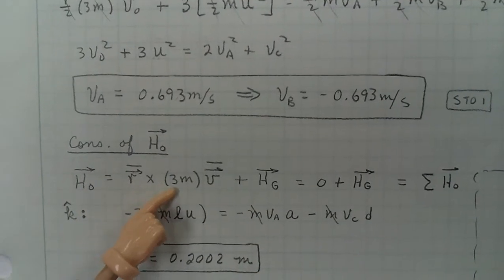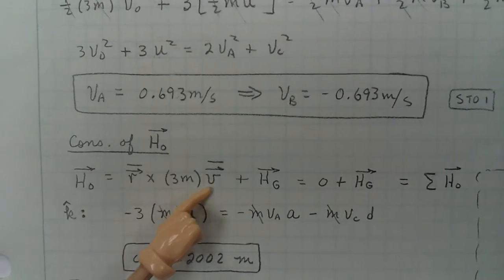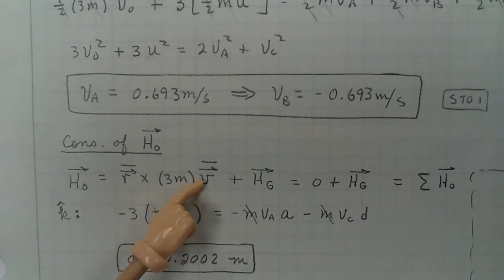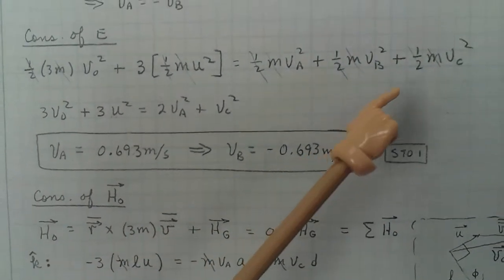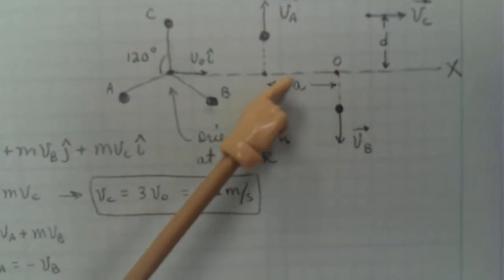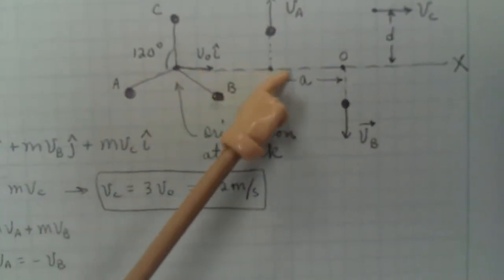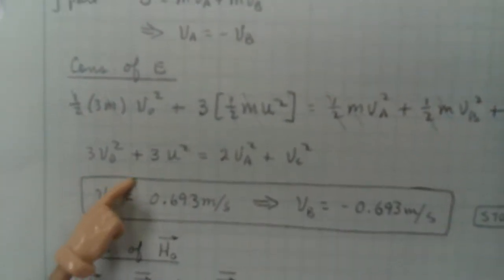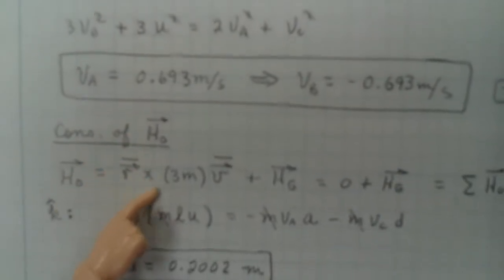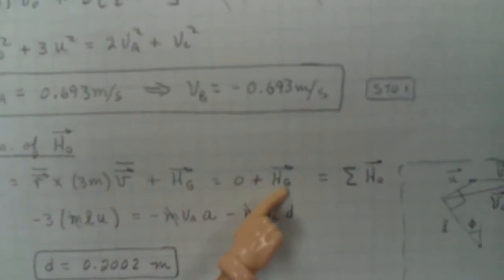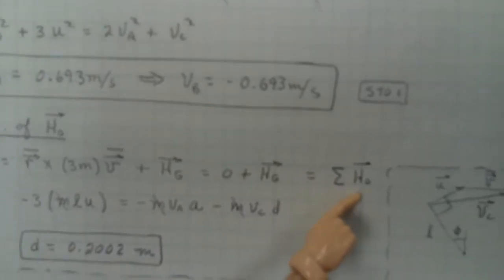Well, the r bar crossed into mv bar, the m is the 3m altogether, and that's 0 because the r bar is going to be, as we see in the figure, measured from here out this direction. It's going to be anti-parallel to the velocity, so that cross product is going to deliver you a 0 value right there. Okay, and then you got plus your h sub z, and it's got to be equal to the sum of the angular momenta afterwards.